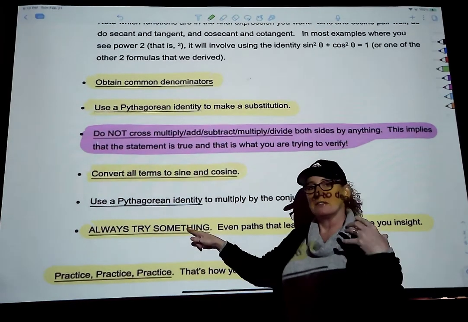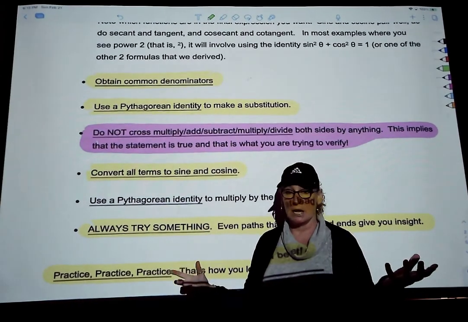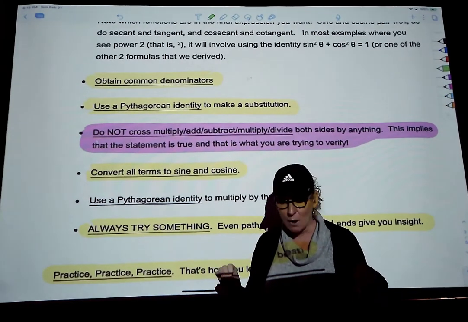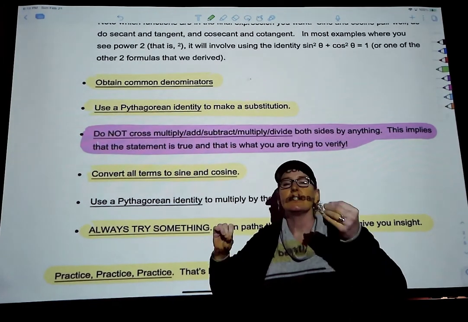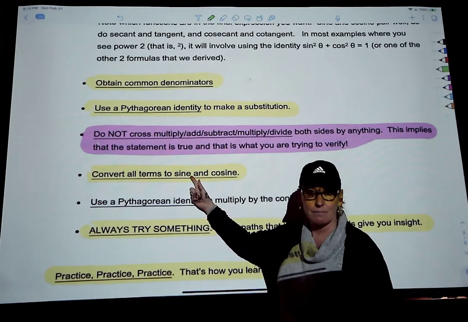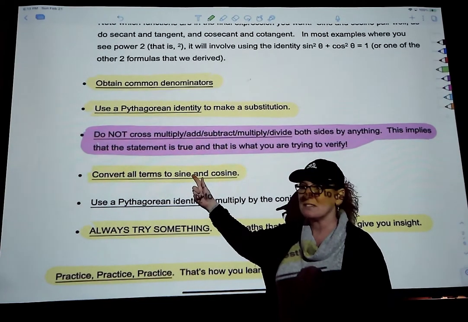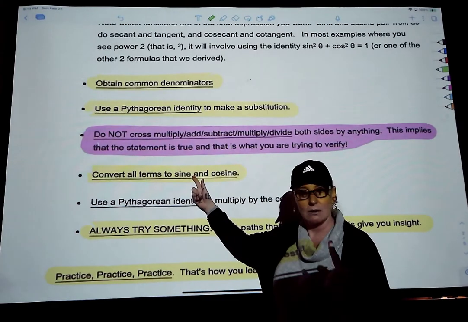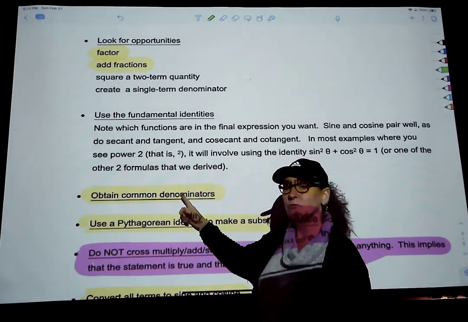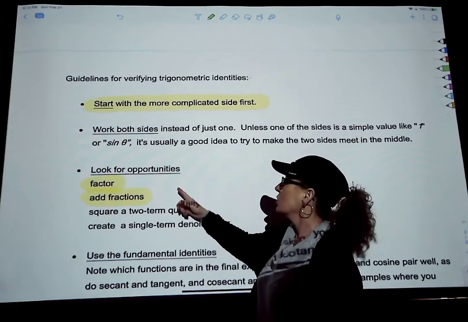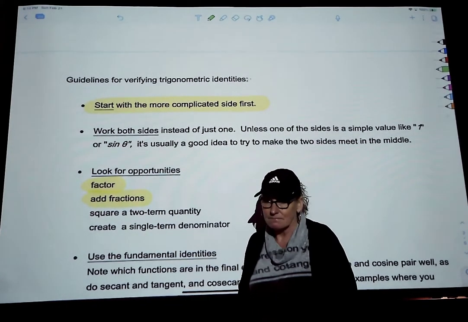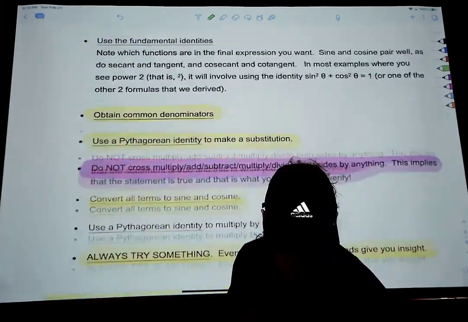If you come to me and say, I don't know what to do on this problem, and you've not done anything, I'm not going to help you. You have to have tried something. Like, look through this list. Did you try this? Well, no, Ms. Neal, because they were already sine and cosine. Okay, I'll buy that. Were there fractions that you could have tried to add together? Could you have tried factoring something? So, make sure you're trying something.